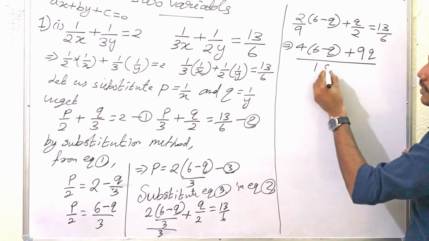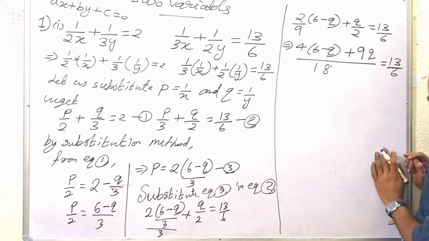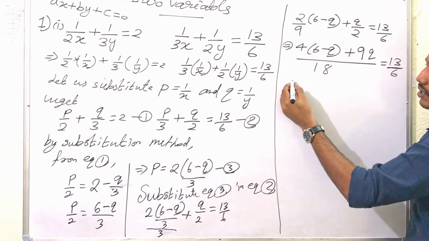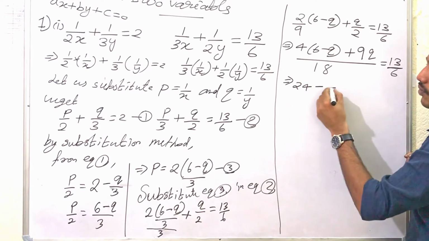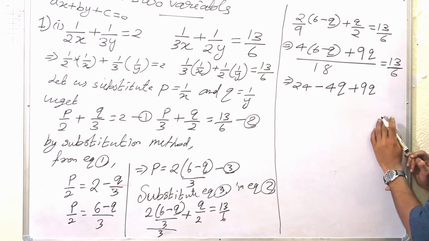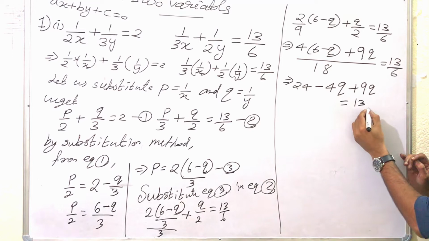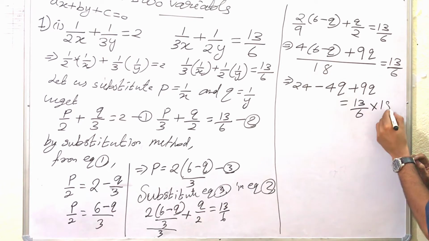divided by 18 is equal to 13 by 6. Then simplify this one. 4 into 6 is 24, minus 4 into Q is minus 4Q, plus 9Q is equal to 13 by 6. This divided by 18 will take into the other side, it will be into 18.